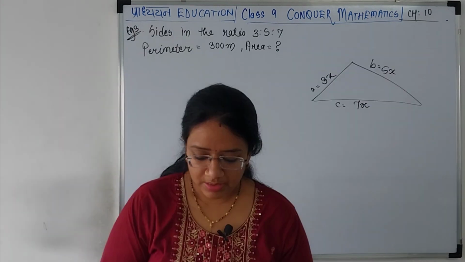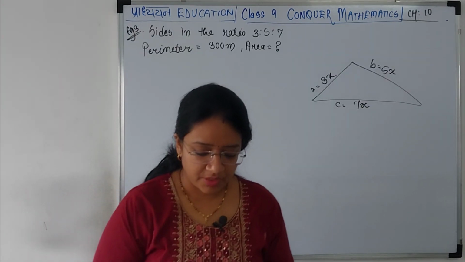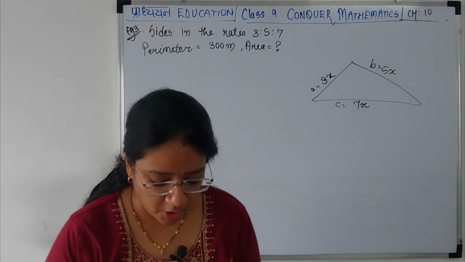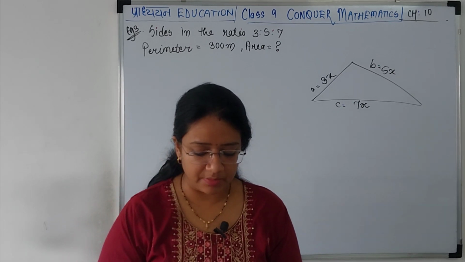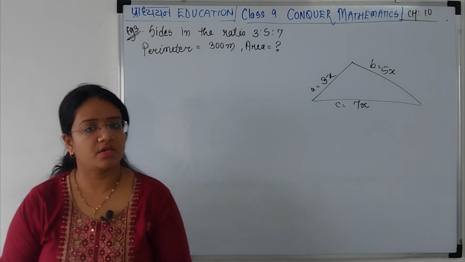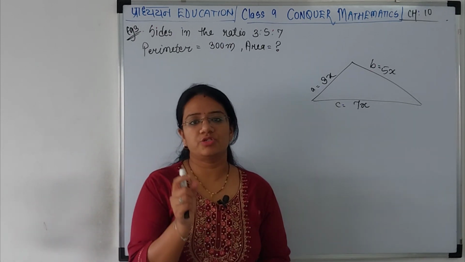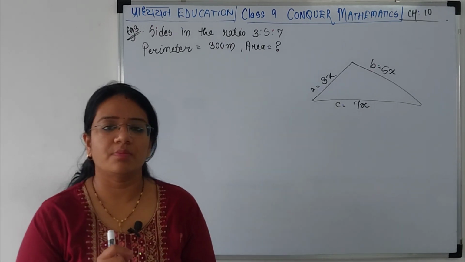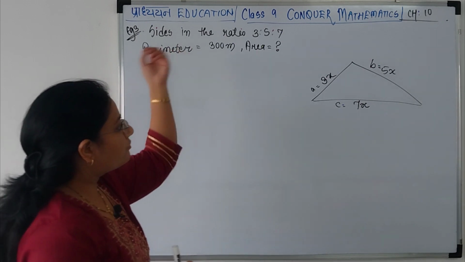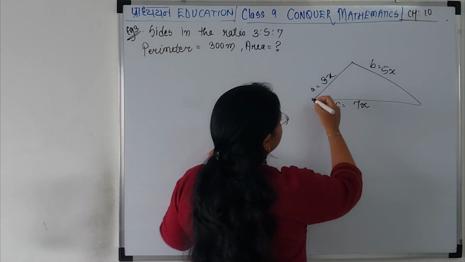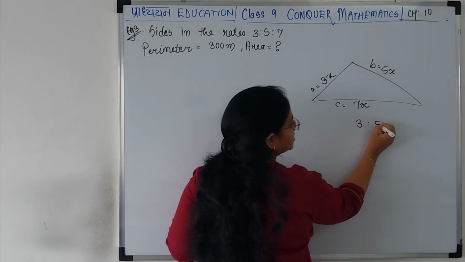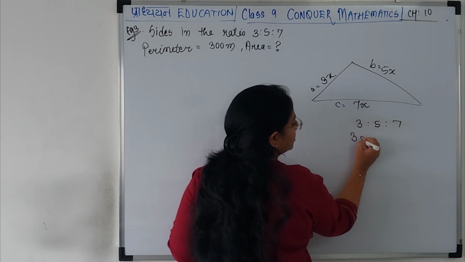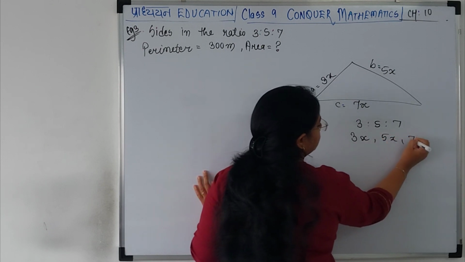Clear? Let's understand example number 3. The sides of a triangular plot are in the ratio 3:5:7 and its perimeter is 300 meters. Find its area. Very basic. Sides are in the ratio 3:5:7 and the perimeter is 300. So let the sides be 3x, 5x and 7x. If the ratio is 3:5:7, then the sides can be 3x, 5x and 7x.